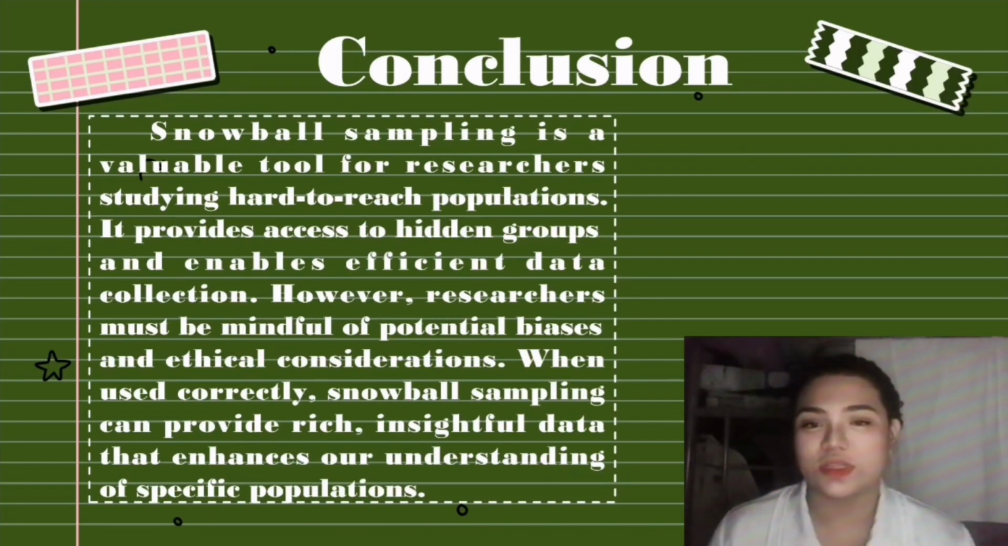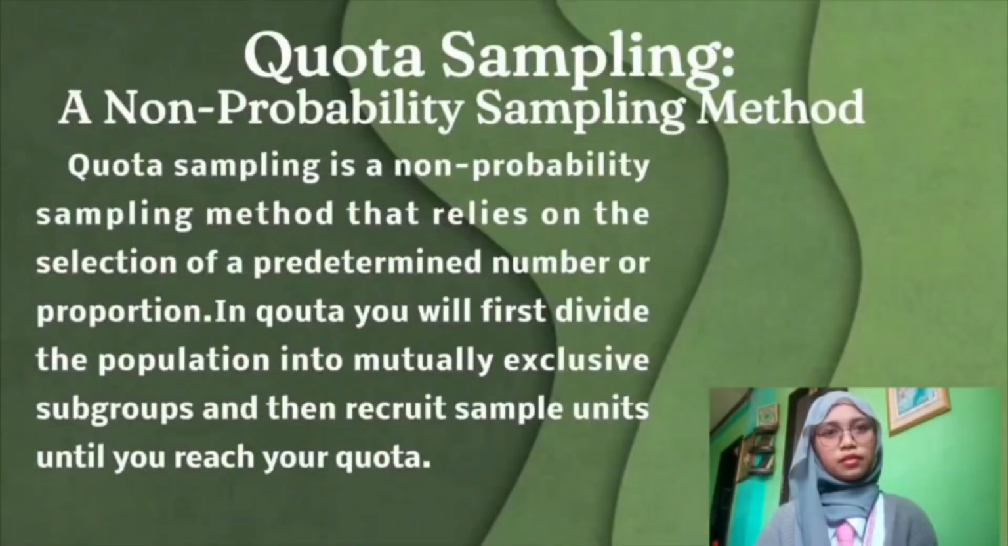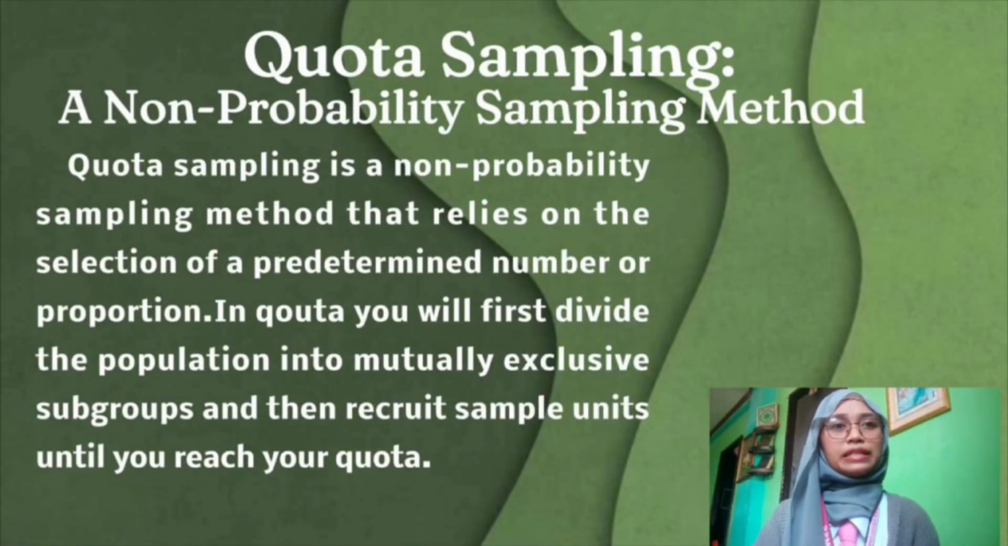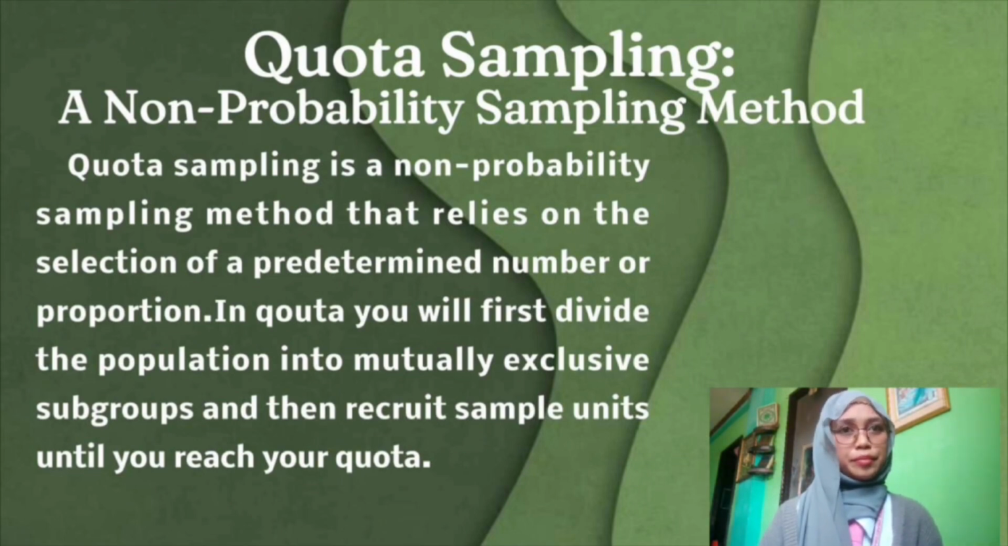Thank you. Quota sampling. Quota sampling is a non-probability sampling method that relies on the selection of a predetermined number or proportion. In quota sampling, you will first divide the population into mutually exclusive subgroups and then recruit sample units until you reach your quota.